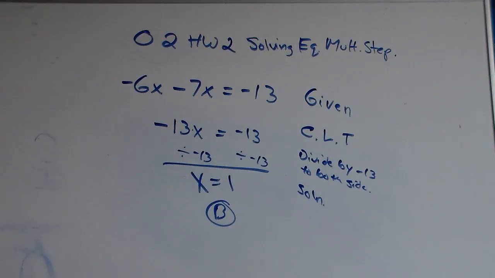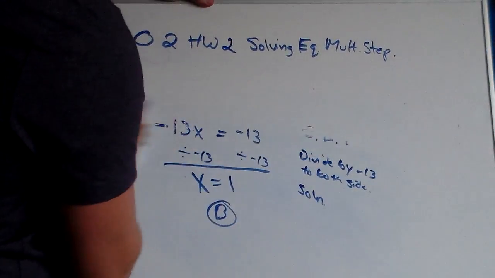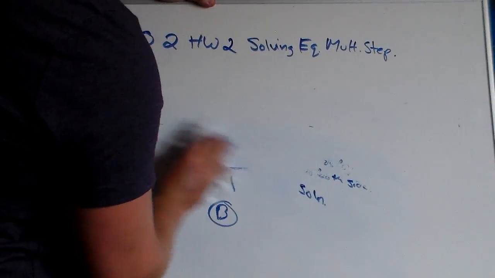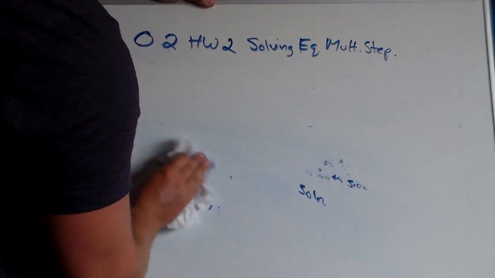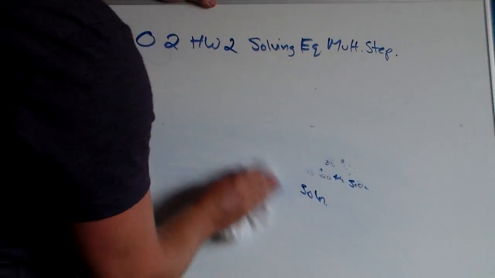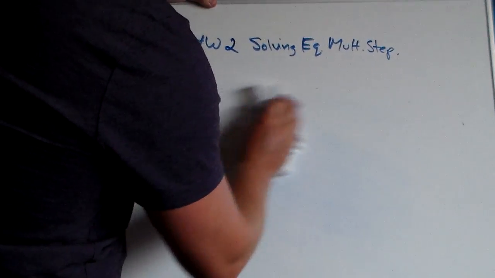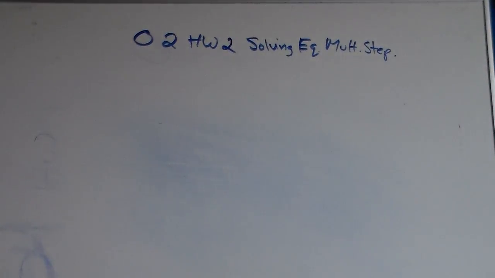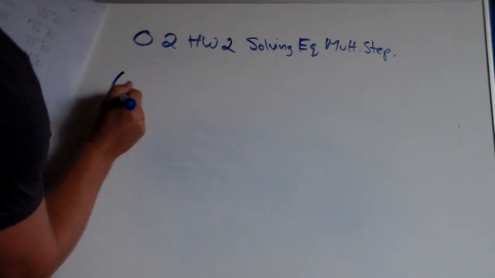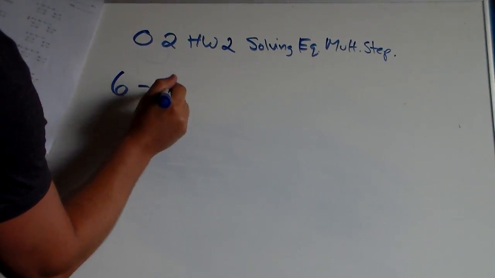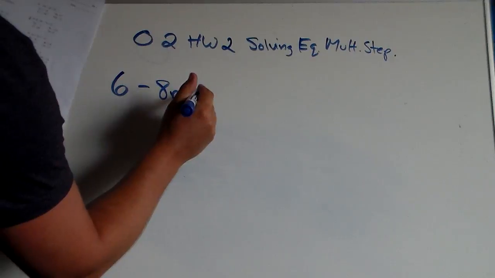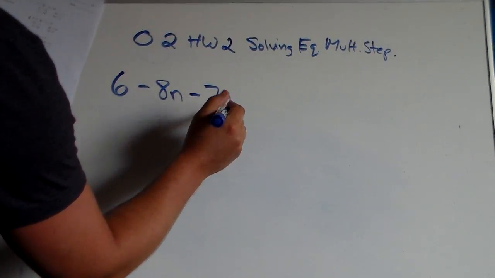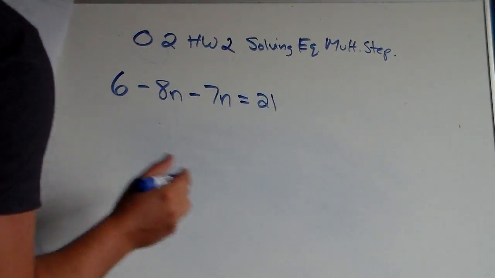Next up, we're going to do problem number 4. So it's your responsibility to do problem number 2 and problem number 3, and we're going to work together on problem number 4. Problem number 4 says 6 minus 8n minus 7n equals 21.